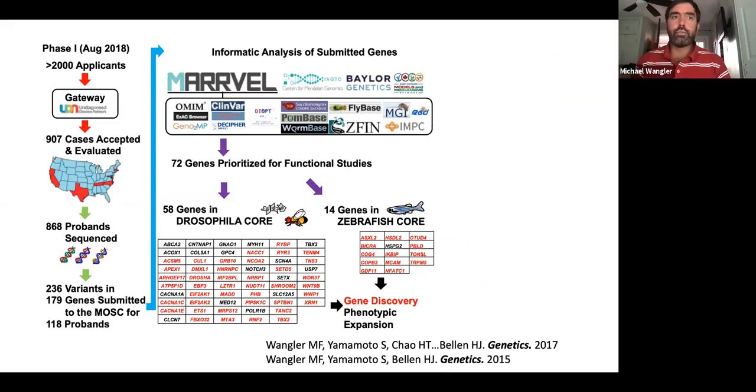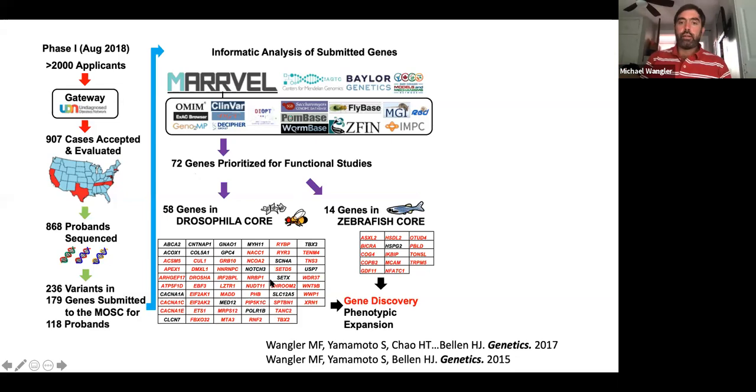So this shows the phase 1 progress that we had in the first part of the study. Out of 236 variants that were submitted to the model organism screening, we used informatics to come down to 72 genes that we could look at in either fly or zebrafish, where we could study the gene or the variant and help the patient.